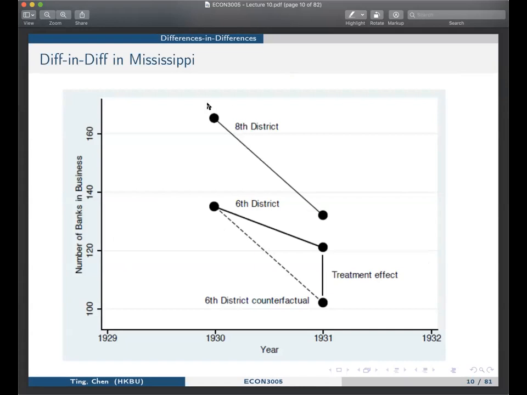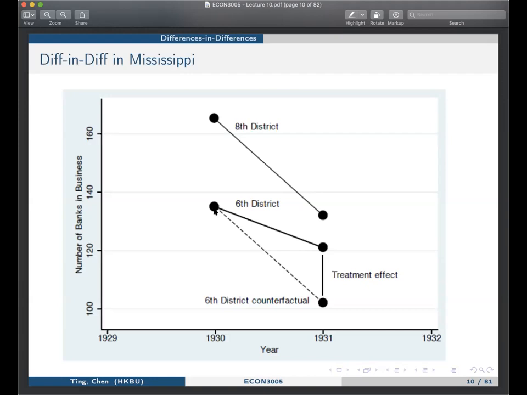So the lines on the top are the 8 districts, the number of banks in 1930, just before the banking crisis. And then this point corresponds to the number of banks in the 8 districts in 1931 after the banking crisis. The other point is for the 6 districts. This is the observed outcome of the 6 districts, the treatment group, in 1931 post-treatment. And this point corresponds to pre-treatment for the treatment group.